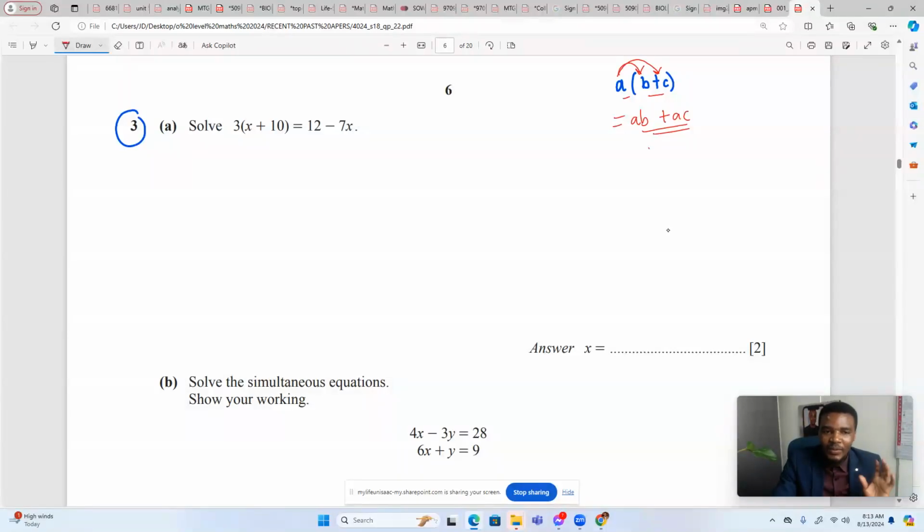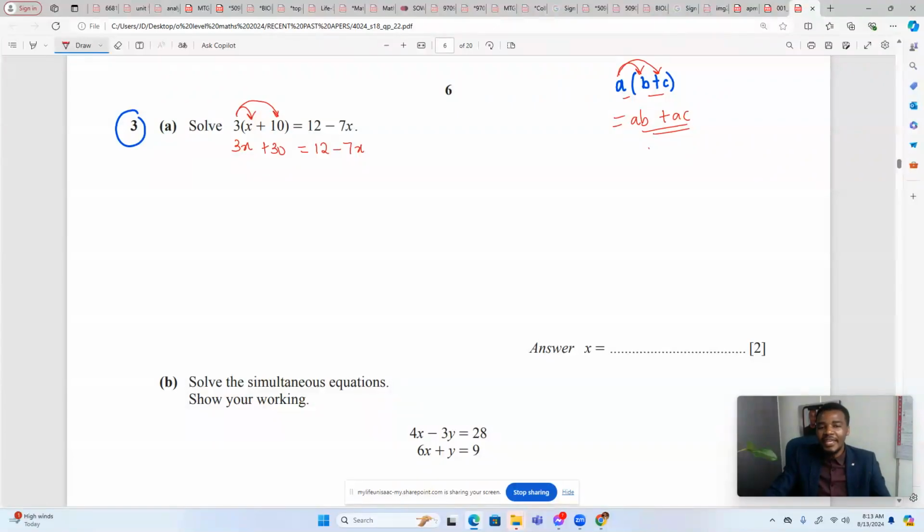So in this case, we're also going to say 3 times x, and we get 3x, and 3 times 10, we get plus 30. So 3 times (x + 10) gives us 3x + 30. And this is equal to 12 - 7x.